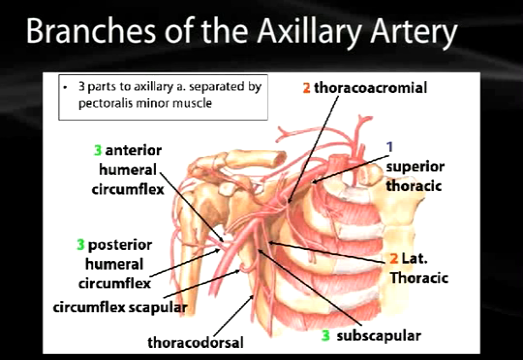Each of these 3 parts is separated by the pectoralis minor muscle. If you're proximal to that portion, you're going to be part 1. If you're behind it, you're going to be part 2. And if you're lateral to it, you'll be part 3.